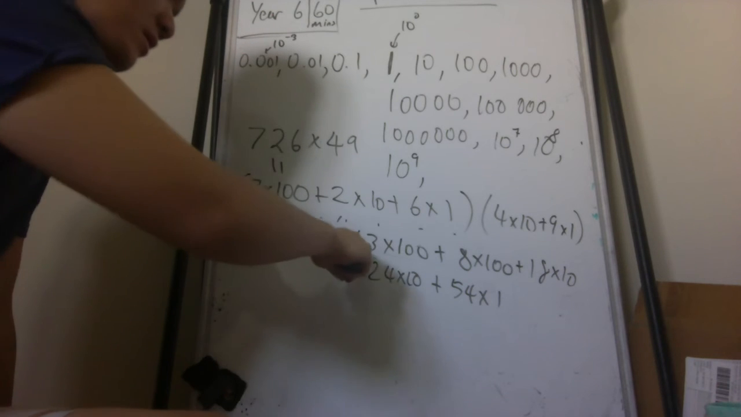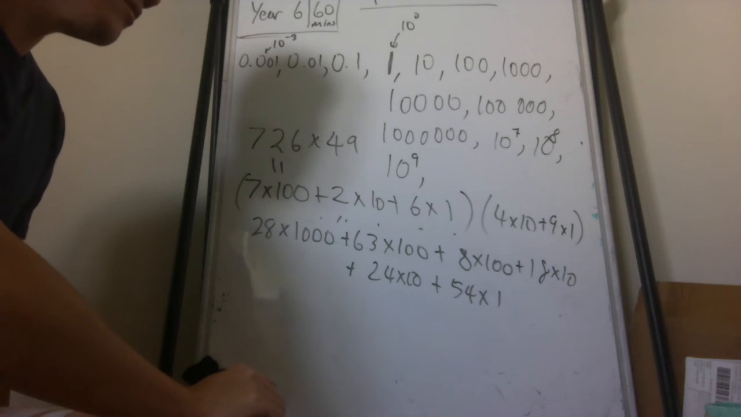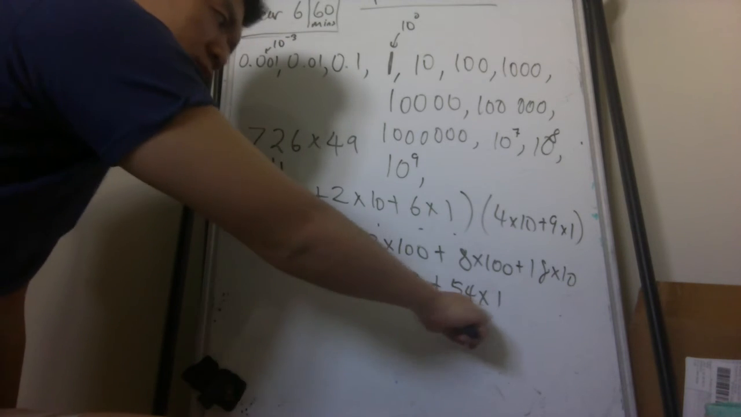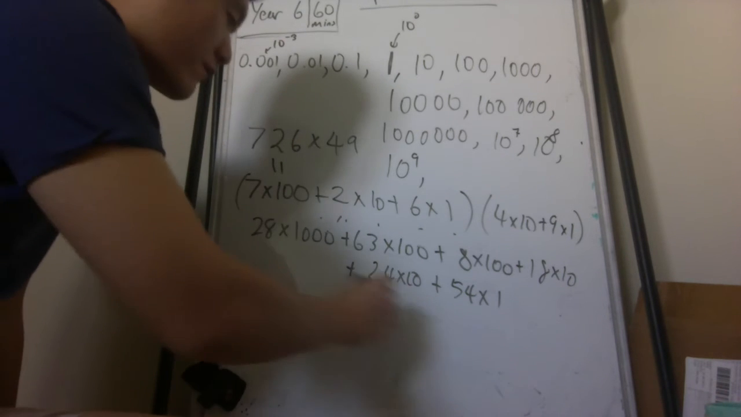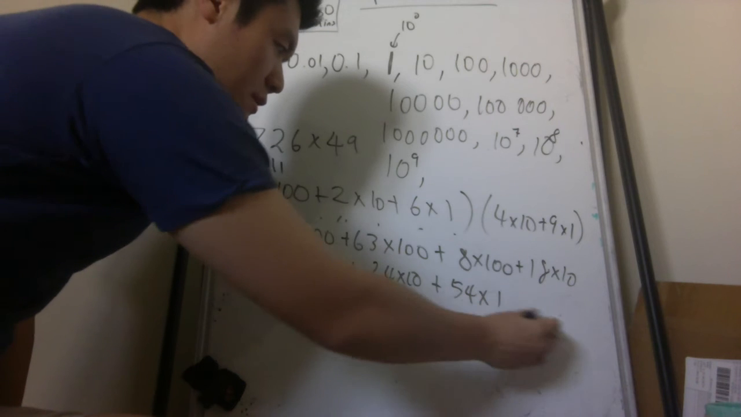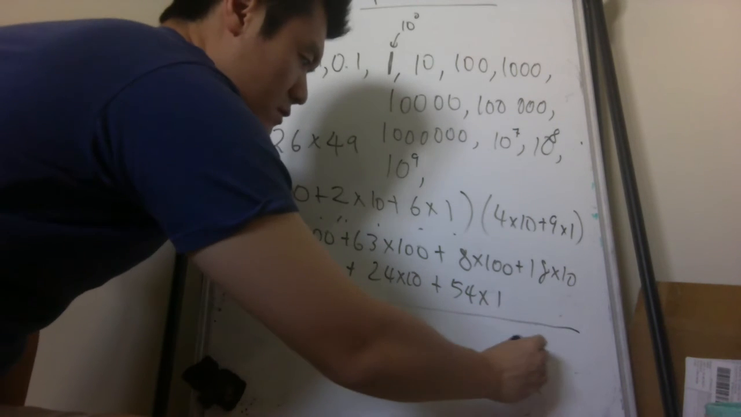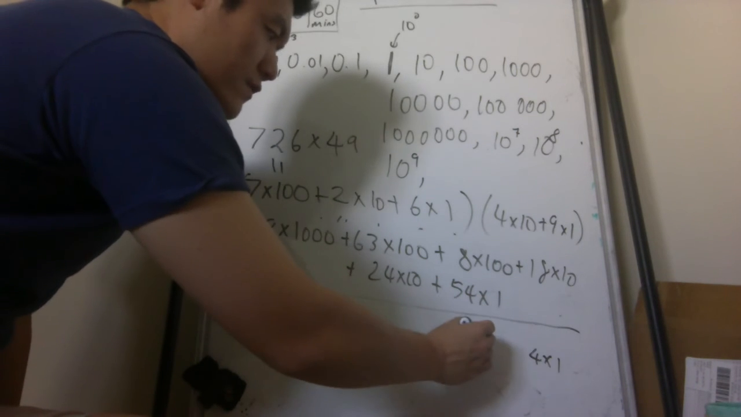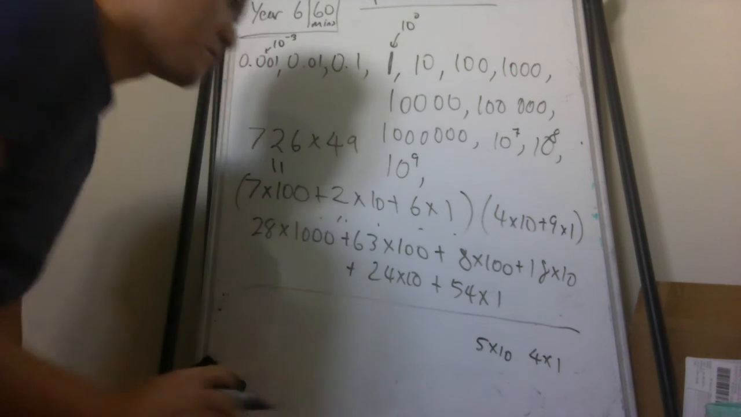So you have a whole lot of hundreds here now. So let's start from the bottom. Okay, so you have 54 ones, right? So you can think of that as having 4 ones, 4 times 1, and 5 times 10, right?